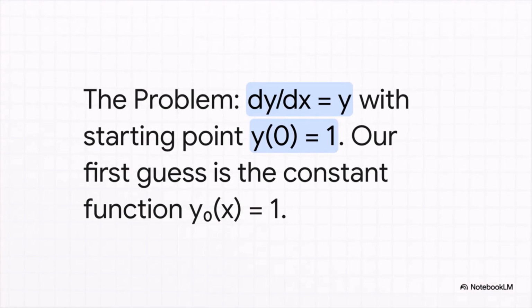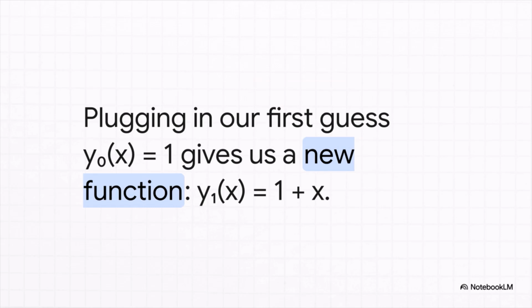All right, so here's our problem. dy/dx equals y. And our starting point is y equals 1 when x is 0. So what's our first guess? Our block of stone? We'll start with the absolute simplest thing we can think of, the constant function y equals 1. Just a flat horizontal line. Okay, so we take that guess, y equals 1, and we plug it into our integral equation. We turn the crank once, and what comes out? We get y equals 1 plus x. Boom! Our flat line now has a slope. It's already a better approximation.